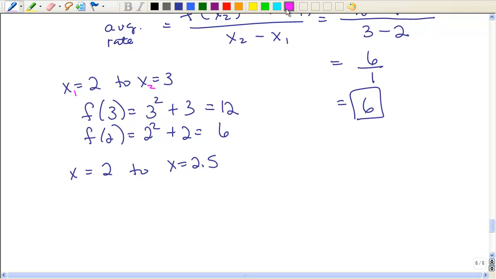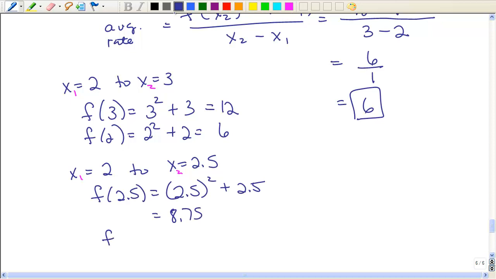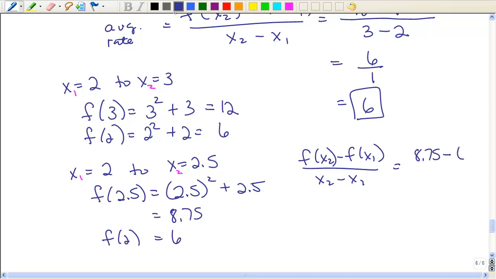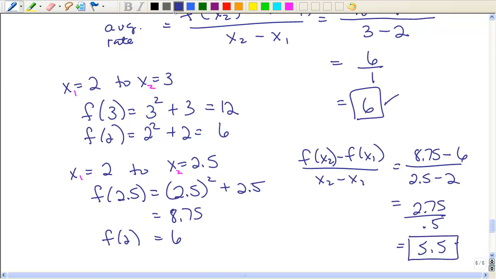They also ask you to find it from x equals 2 to x equals 2.5. They're just trying to go back to that idea: the secant line, as those two dots get closer and closer, you're eventually going to arrive at the slope of the tangent line. So we're going to do the same thing. F of 2.5 is 8.75, f of 2 is still 6. So we have 8.75 minus 6 over 2.5 minus 2, and we get 5.5. A little bit different than 6, because those two values of x are getting closer and closer.